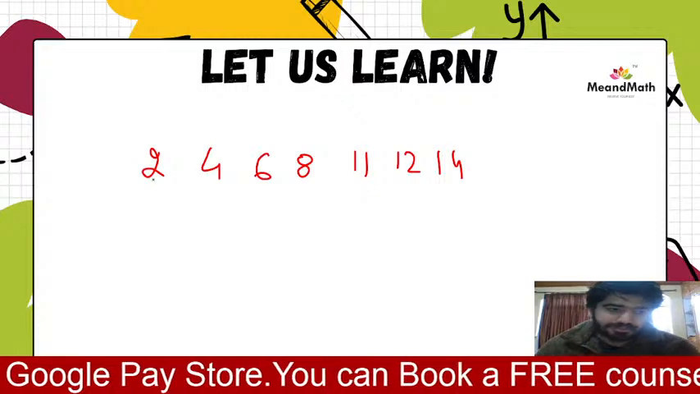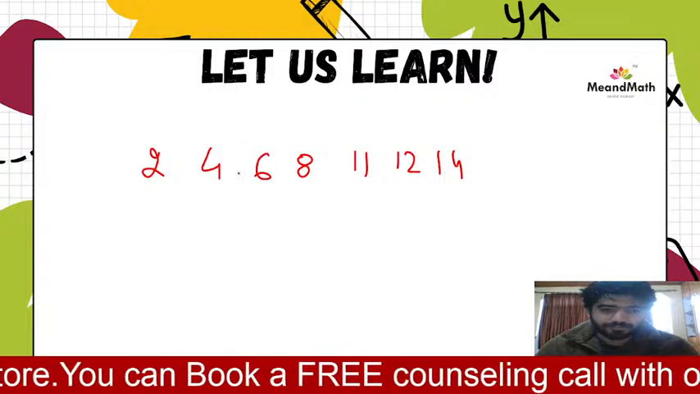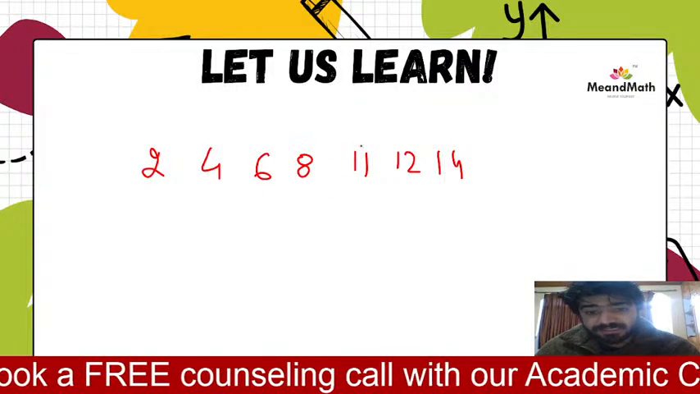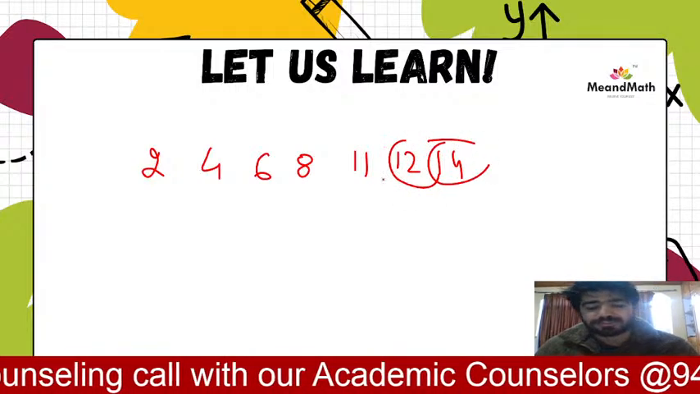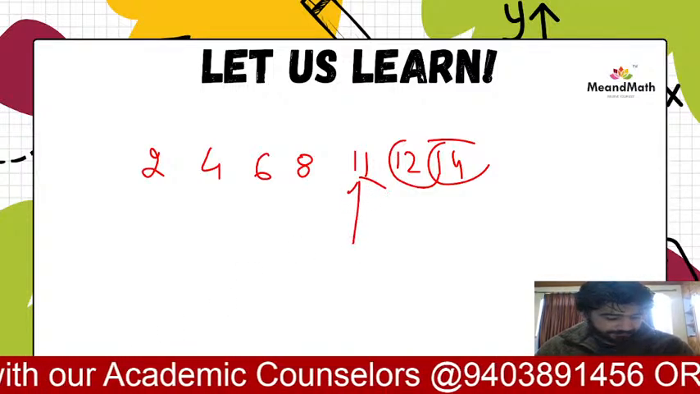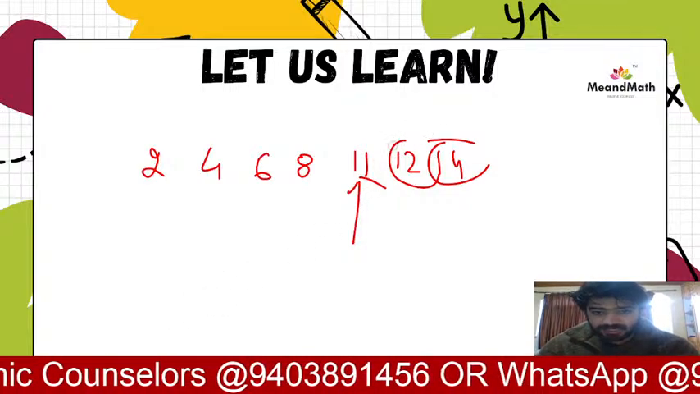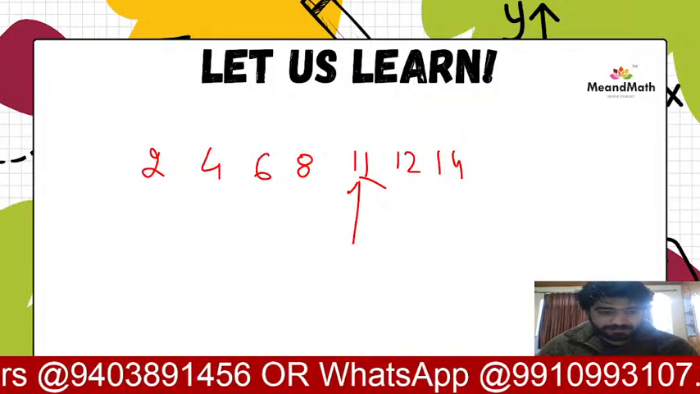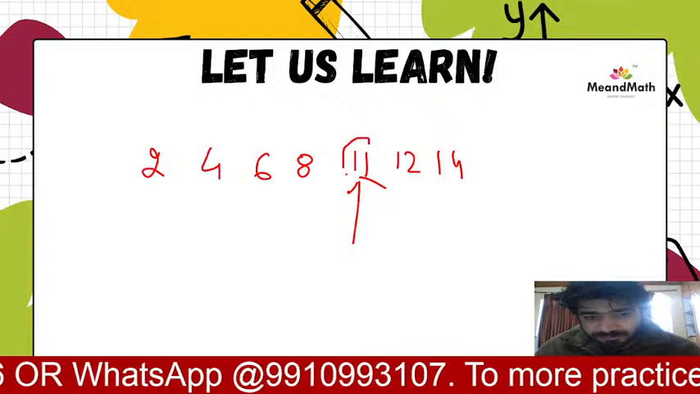See, it is like the table of 2. 2 ones are 2, 2 twos are 4, 2 threes are 6, 2 fours are 8, 2 fives should have been 10, because 2 sixes are 12, 2 sevens are 14. So the number which doesn't fit here is this 11, isn't it? Correct. Krish has answered. So 11 will be the odd one out.